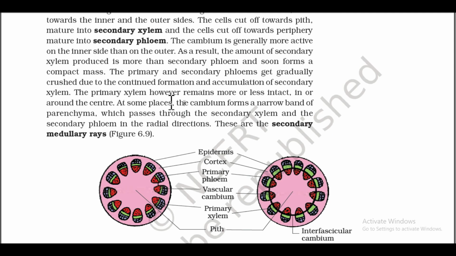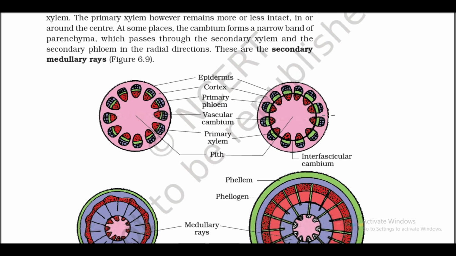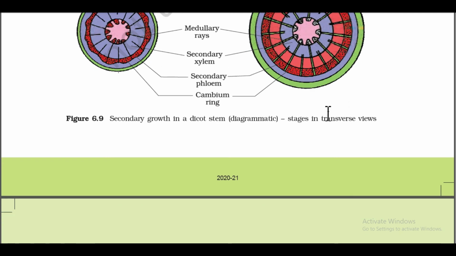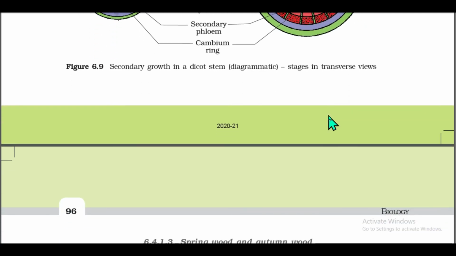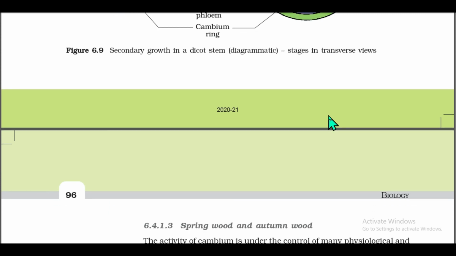At some places, the cambium forms a narrow band of parenchyma which passes through the secondary xylem and the secondary phloem in the radial directions. These are the secondary medullary rays. Figure 6.9. Secondary growth in a dicot stem. Diagrammatic. Stage in transverse view.